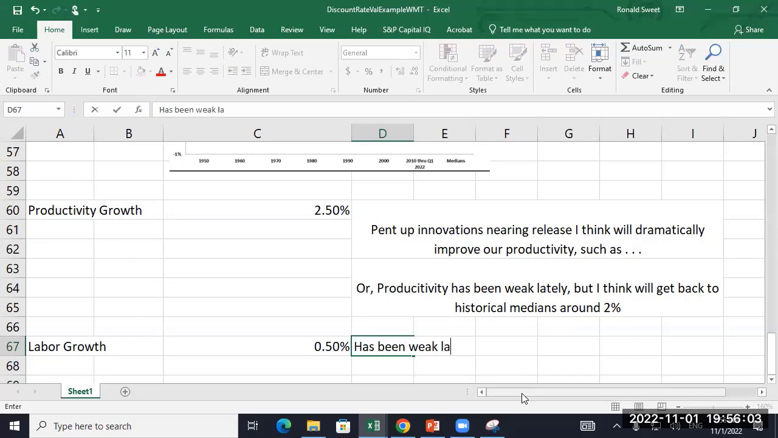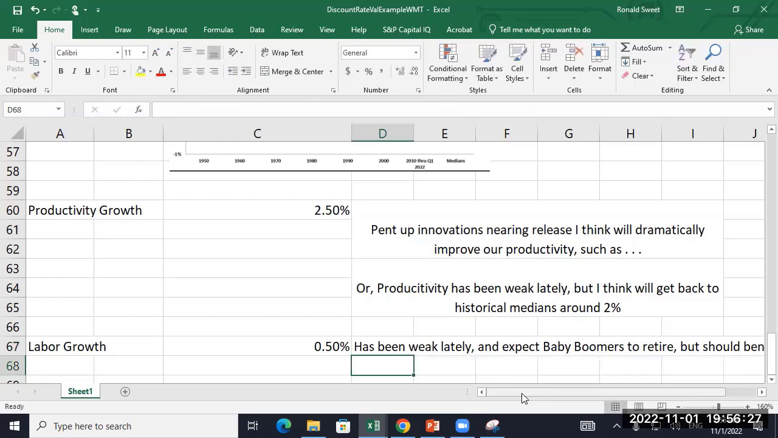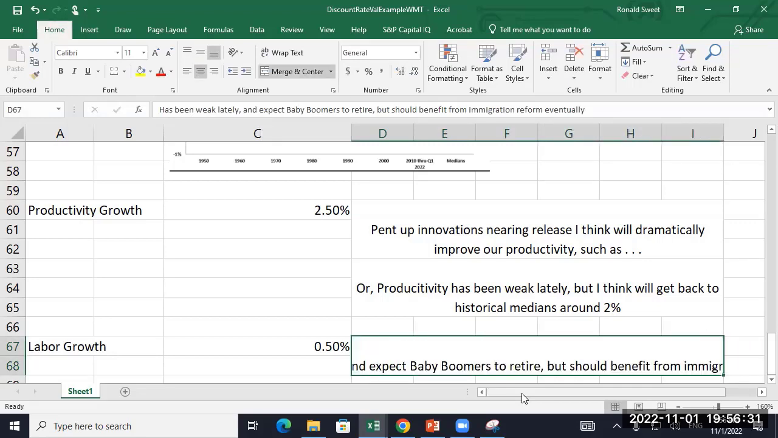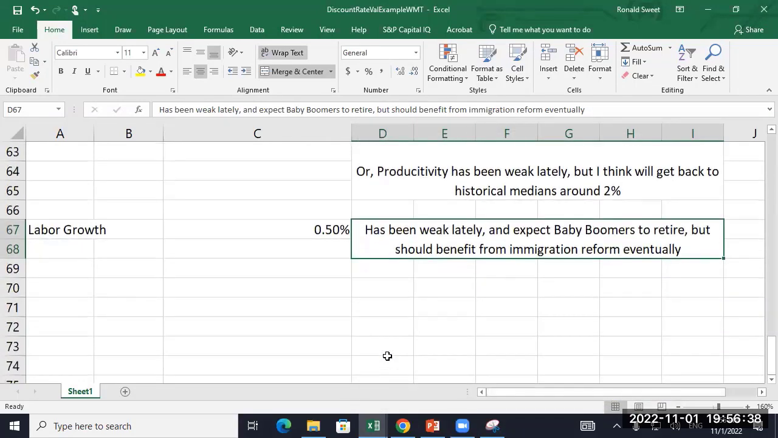Labor has been weak lately, and we expect baby boomers to retire, but we should benefit, and again these are my opinion, from immigration reform eventually, just because we have no choice. Not that politicians are going to be really good at working on it. So it's hard to make the argument that baby boomers are retiring, so we're going to stop working and be replaced with robots. We'll have to replace U.S. citizens with immigrants. We have almost no choice with that. The question is, how will Congress actually set that up?